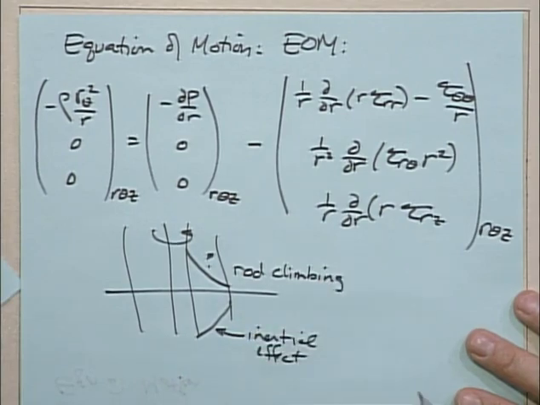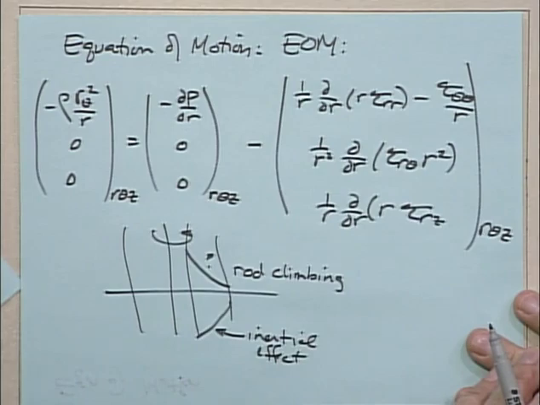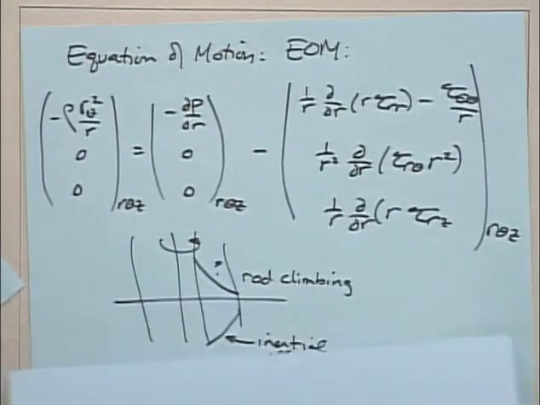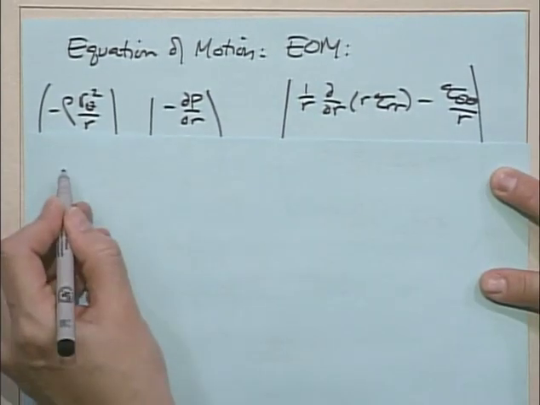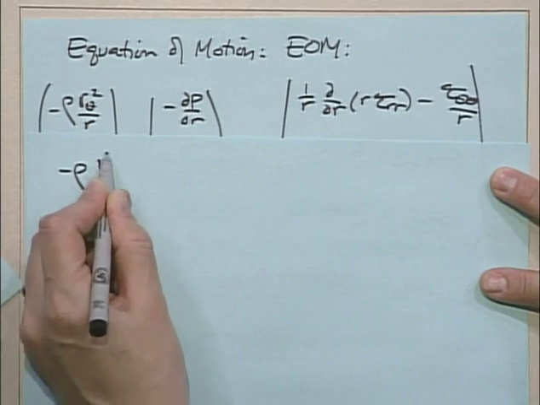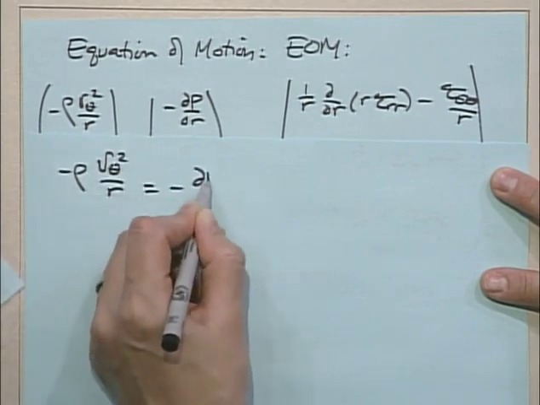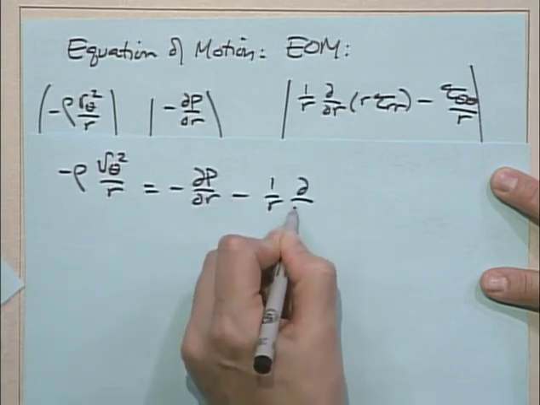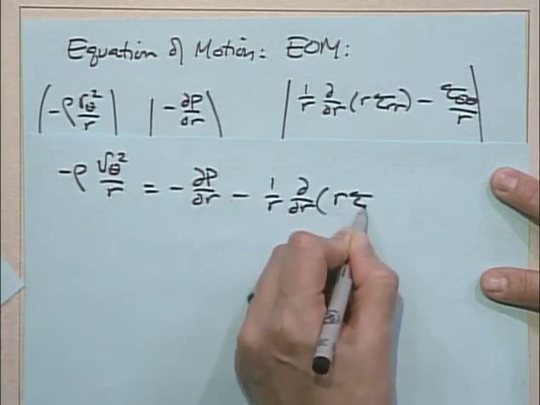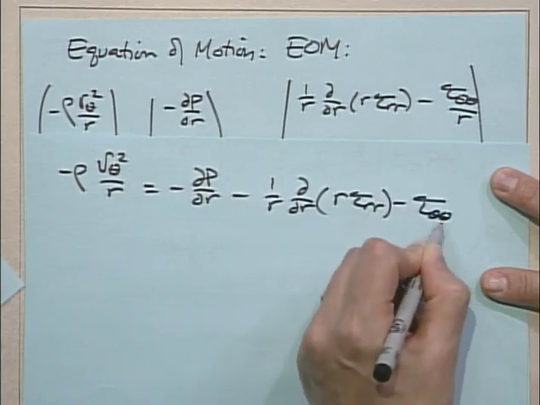So I need to know how things vary with r. So I'll copy down the r component. That's the one I care about. Minus rho v theta squared over r equals minus dp/dr minus 1 over r d/dr of (r tau rr) minus tau theta theta over r.